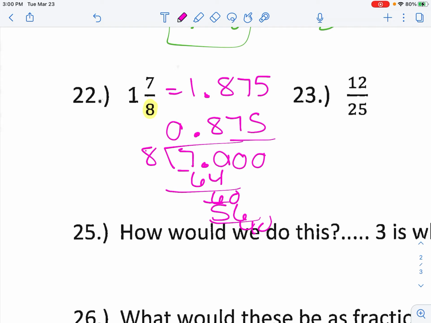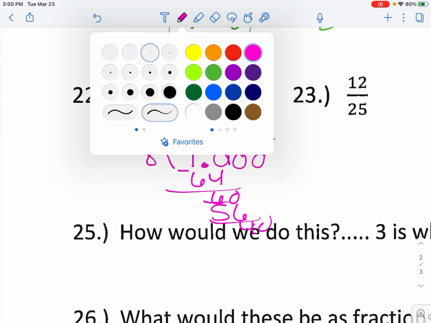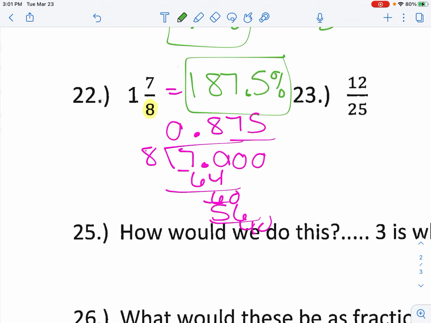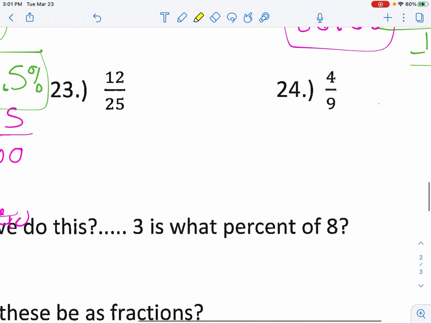And we are turning this into a percent. Move that decimal twice to the right, make that a different color. Slide that decimal twice to the right. So that's going to be 187.5%. 187.5%. That would be your final answer.